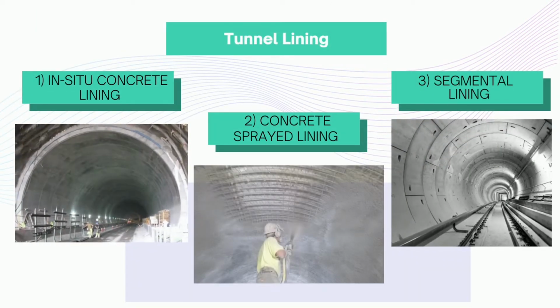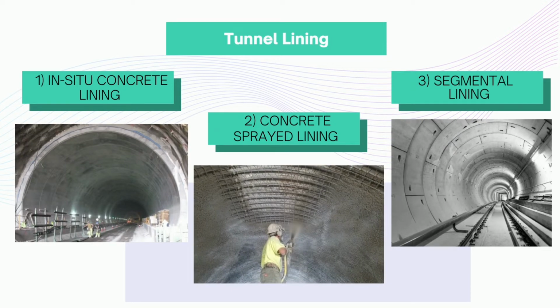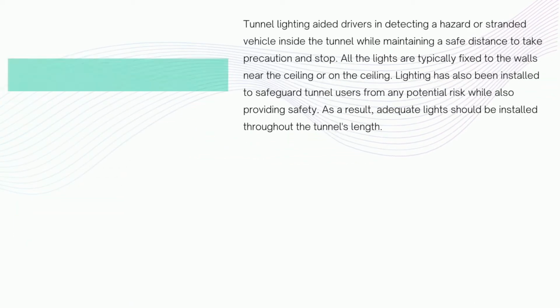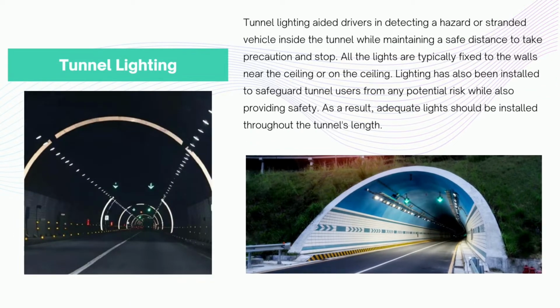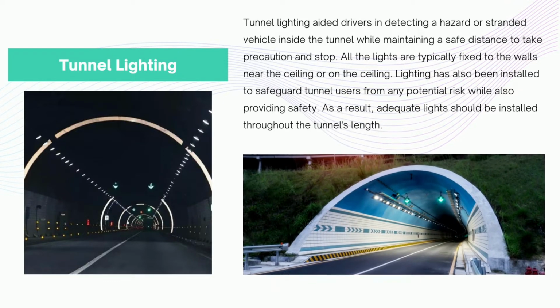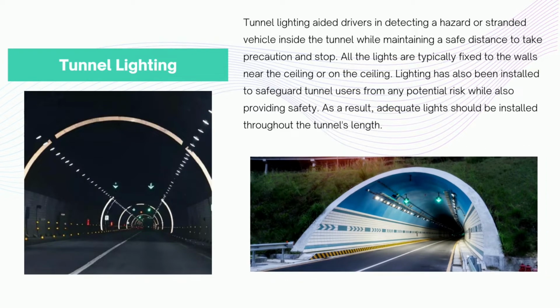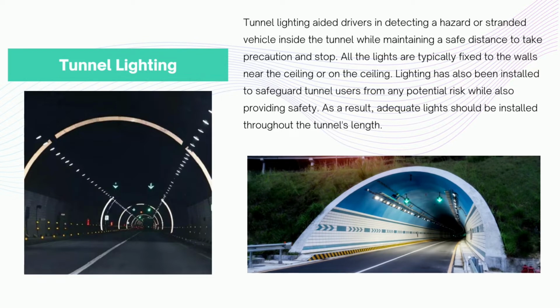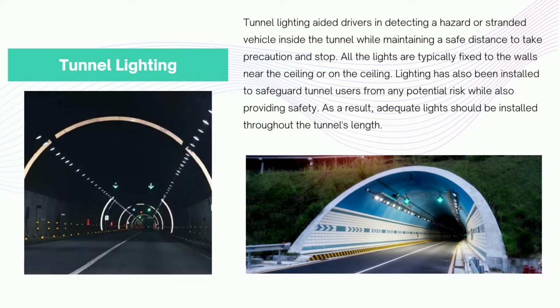Second consideration will be tunnel lining. As mentioned before, tunnel lining function in maintaining the structure of a tunnel, and there are different types of tunnel lining based on material used. So we have in situ concrete lining, sprayed concrete lining, and segmental lining. The third consideration will be tunnel lighting. Tunnel lighting mainly function to provide safety to the consumer due to a very dark area inside the tunnel. Nothing special, but tunnel lighting is the most crucial part in tunnel construction.